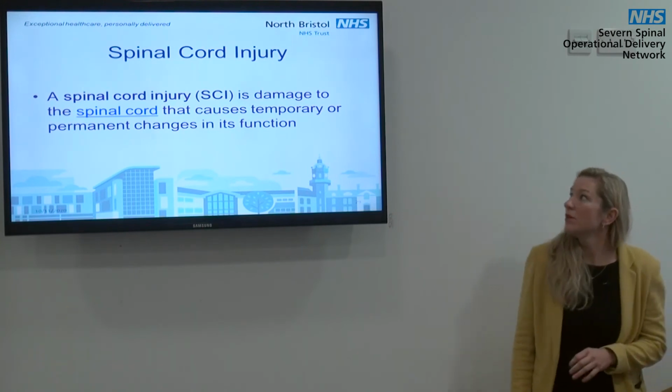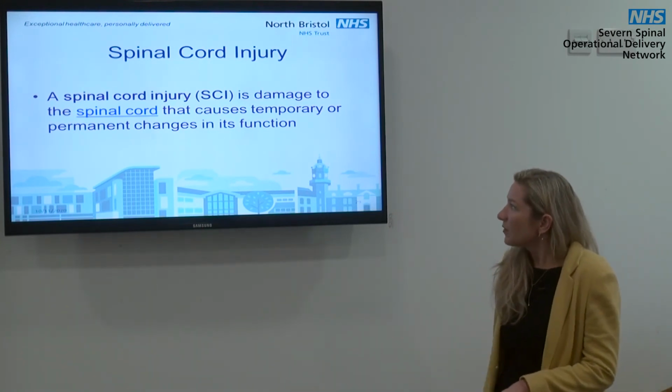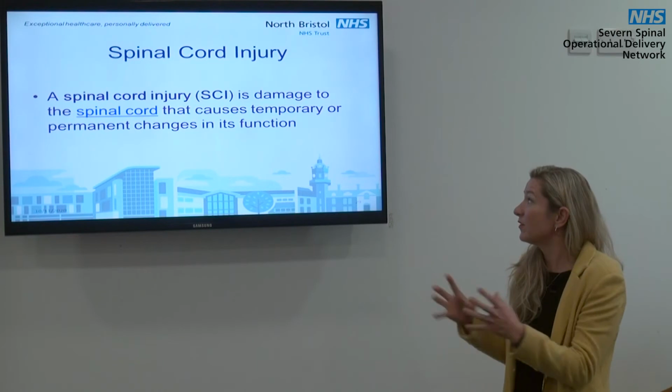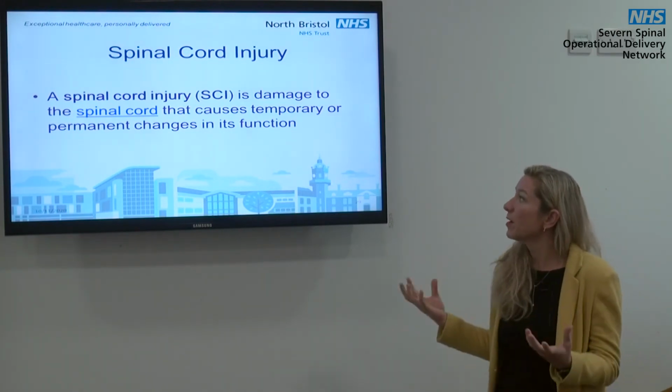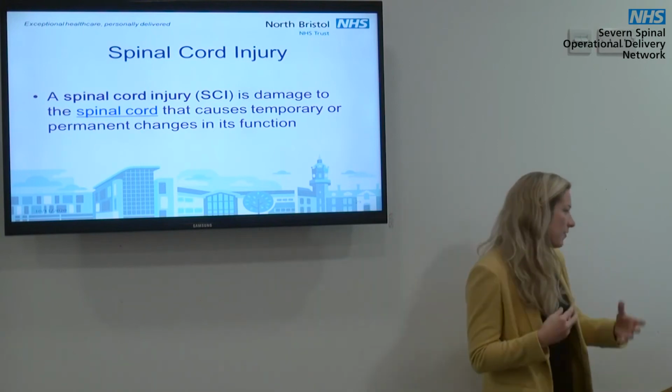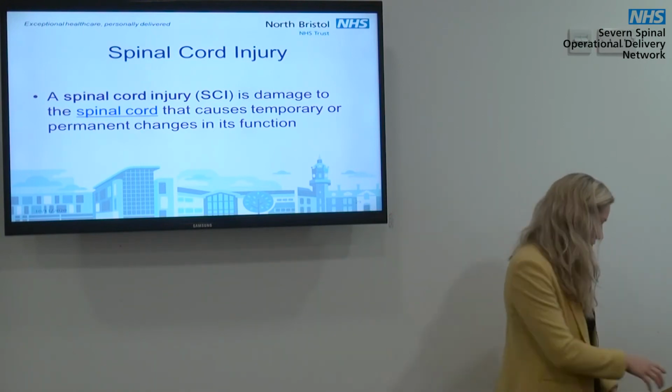Okay, moving on to spinal cord injury. So spinal cord injury is damage to the spinal cord itself. It can either be temporary or it can be permanent, change in function of the nerves in the spinal cord.